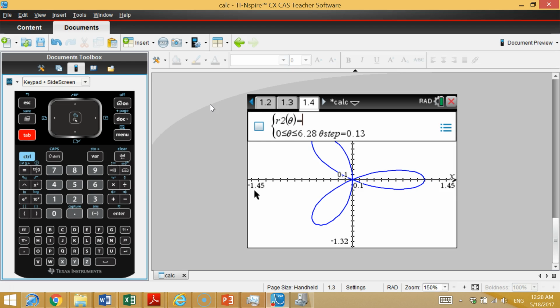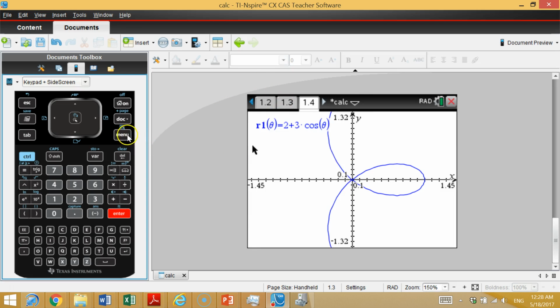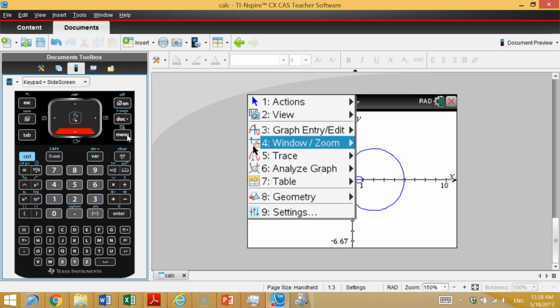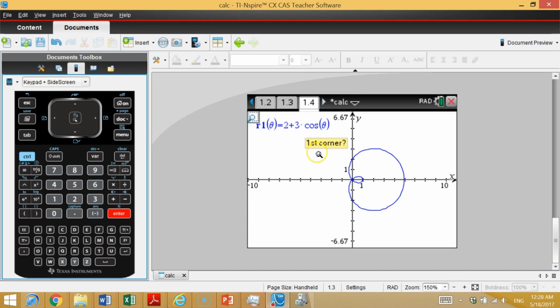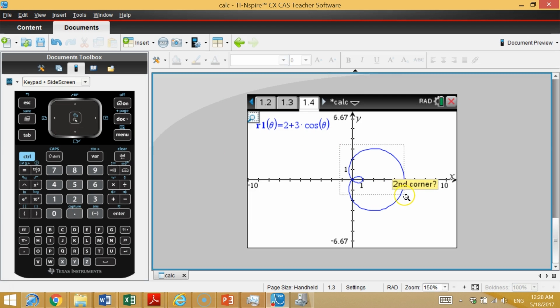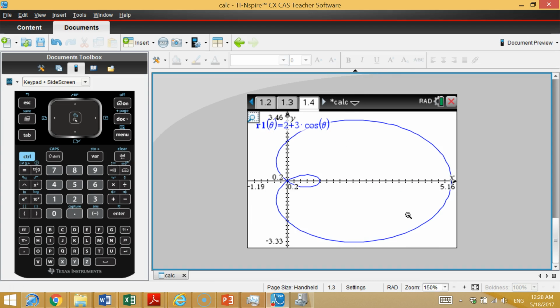2 plus 3 cosine theta. Get rid of that multiplication. All right, so I'm going to have to go to a zoom standard here. So zoom 5, and I'm going to do a zoom box to get a better picture. Right here. There we go. Oh, that kind of squishes it, but that's okay. Some of the zoom you kind of have to play with a little bit before you get it how you like. So we are cosine, so I think we're going to start probably out here, but let's trace it.